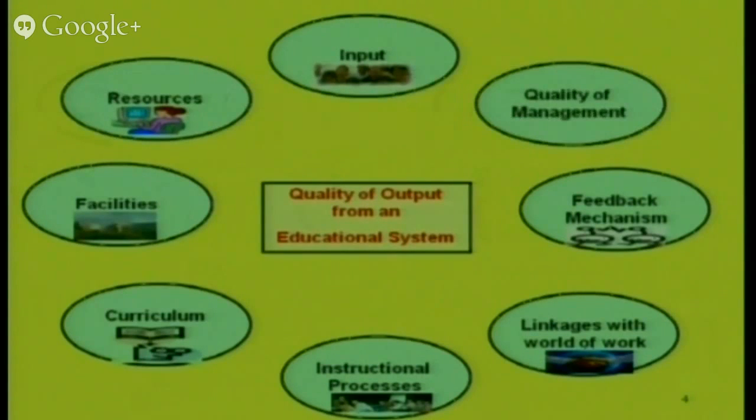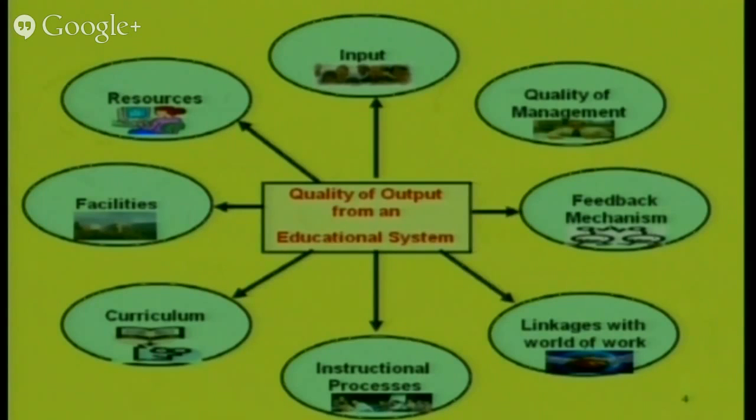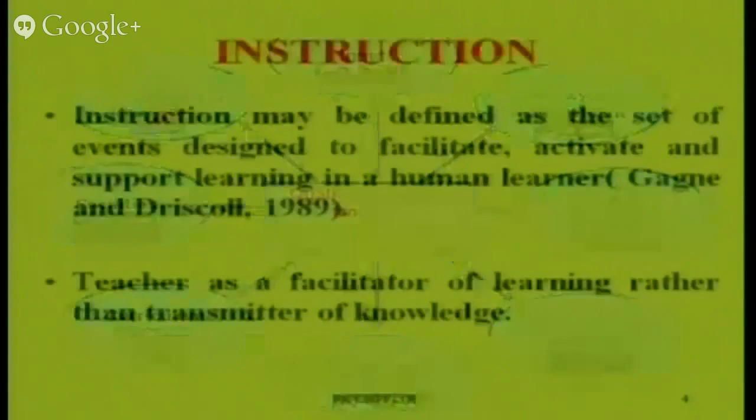And when we talk in terms of the quality of output from an education system, it depends upon its various subcomponents. As I have said, the input, resources, facilities, curriculum, and out of all these subcomponents of the system, curriculum and instructional processes is the most important subcomponent which will determine the quality of output. And here, when we talk in terms of instructional processes, let's first of all see what we mean by instruction.